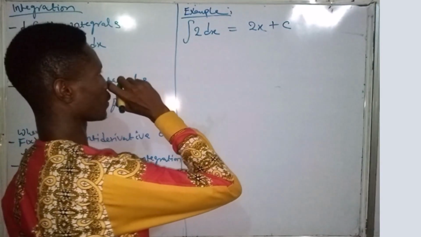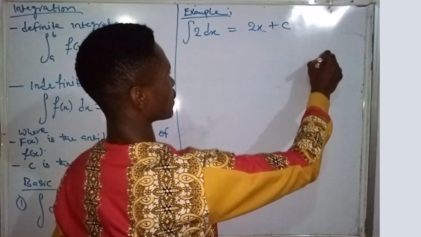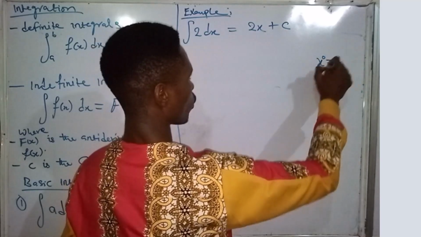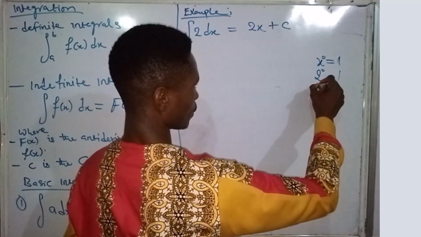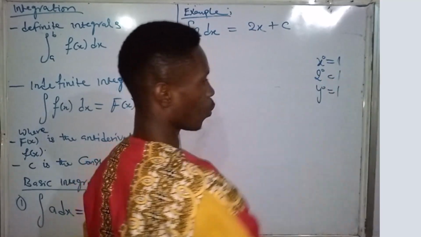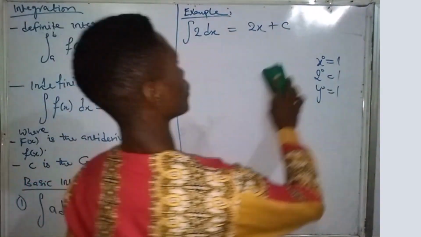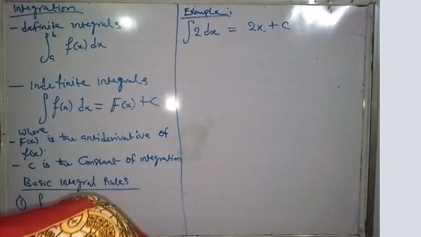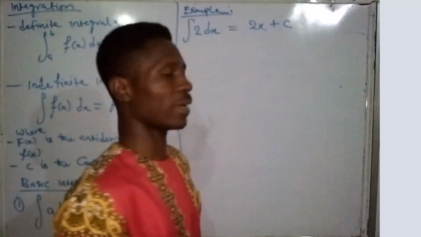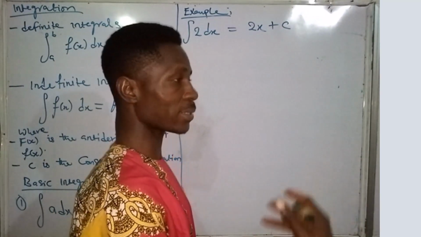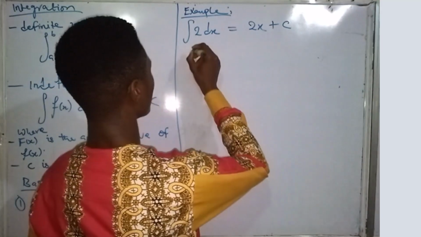Now, note from indices that x power 0 is 1, 2 power 0 is 1, y power 0 is 1. So, because of that, we know that this 2 here carries an x that is raised to the power of 0. So let's do that now with x inclusive so that you see what I'm saying.